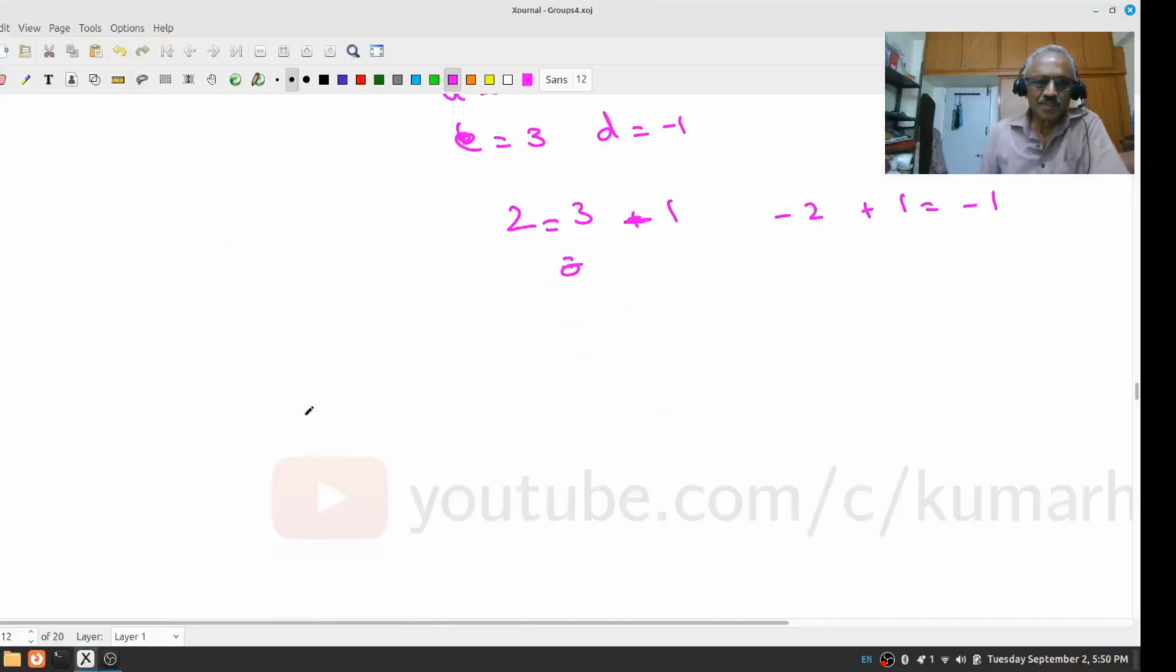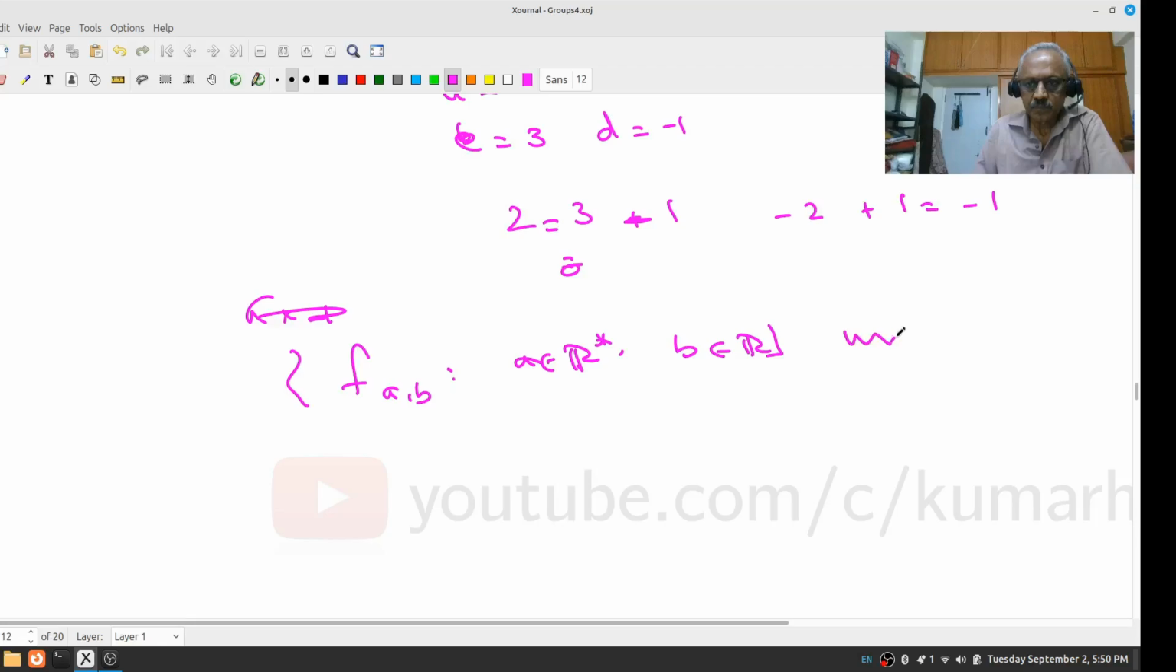Therefore, this ax plus b, the set of maps f of ab, where a is in R0 and b is in R, under composition is a non-abelian group. Non-abelian meaning the binary operation is not commutative.